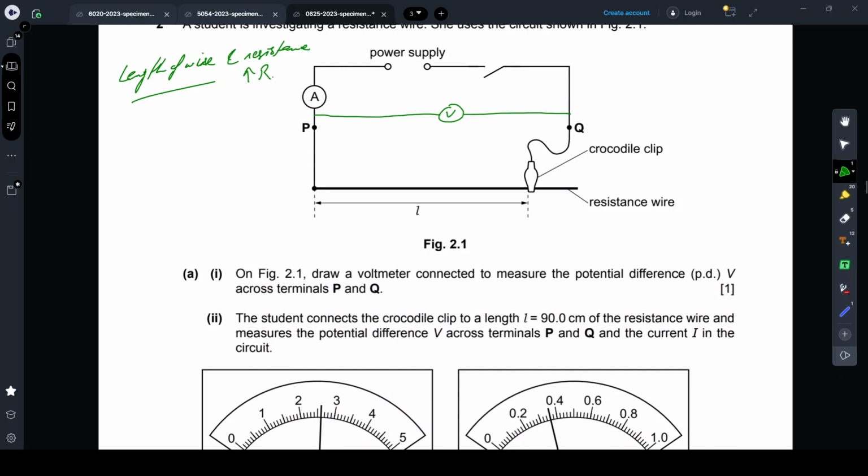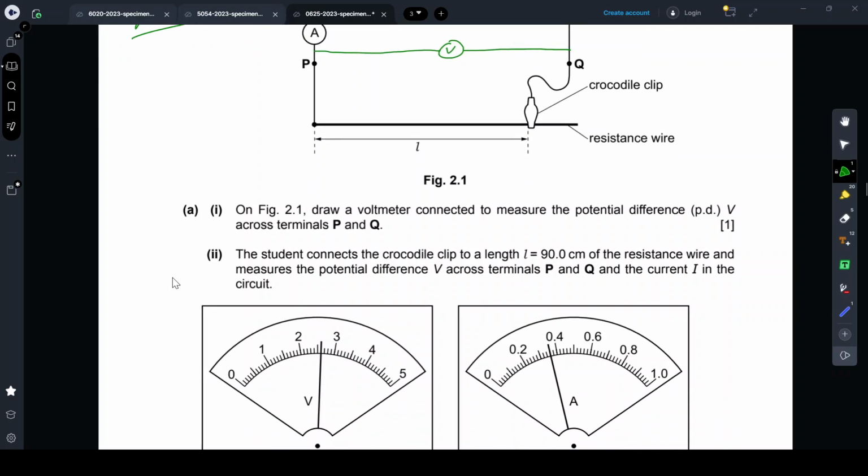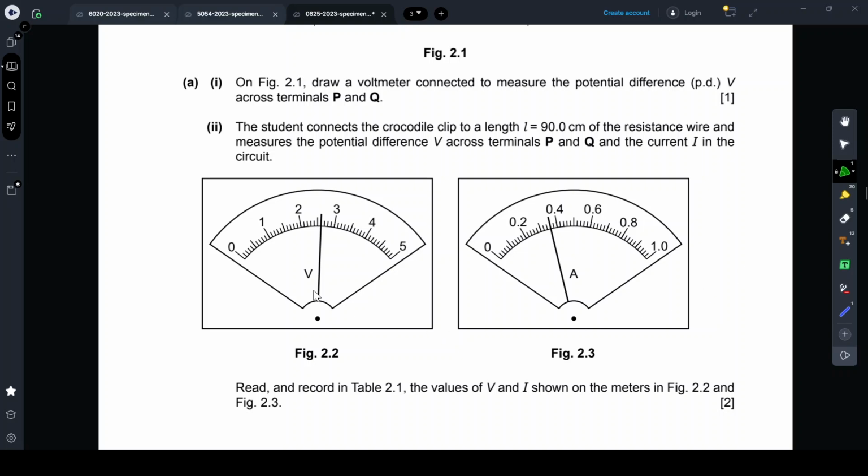Okay, the student connects the crocodile clip to a length of 90 centimeters of the resistance wire and measures the potential difference V across the terminals P and Q, and the current I. So we need this reading. What's the reading over here? 2.6. So this is 2.6 volts.